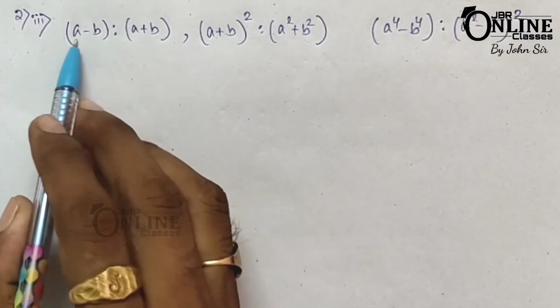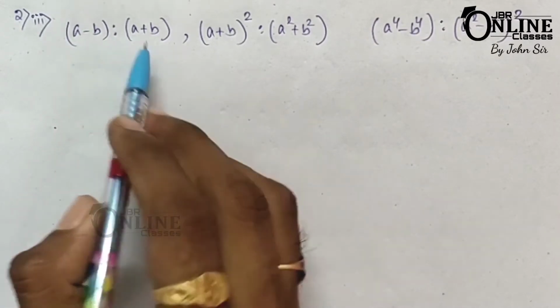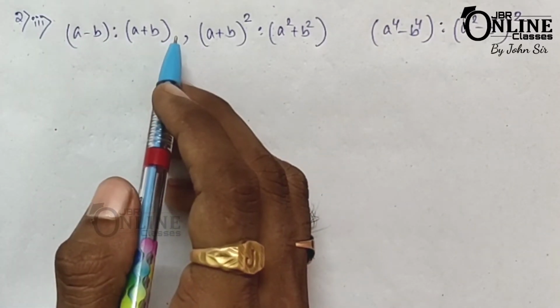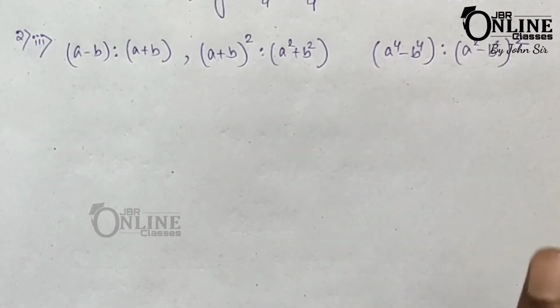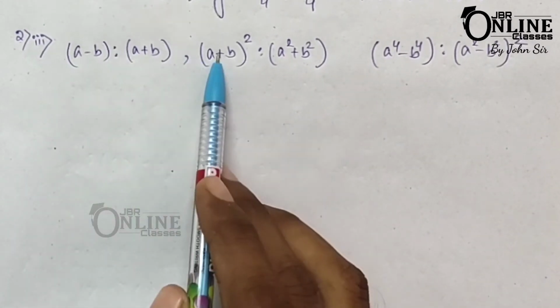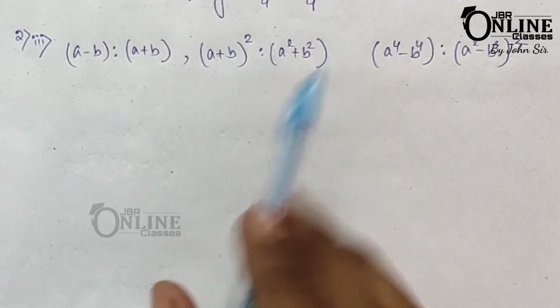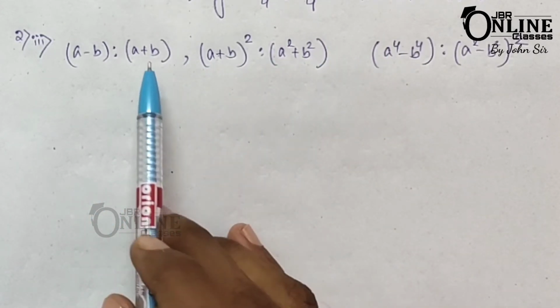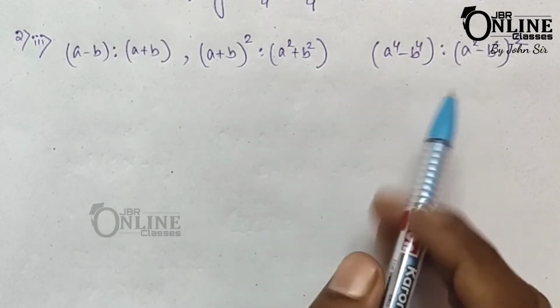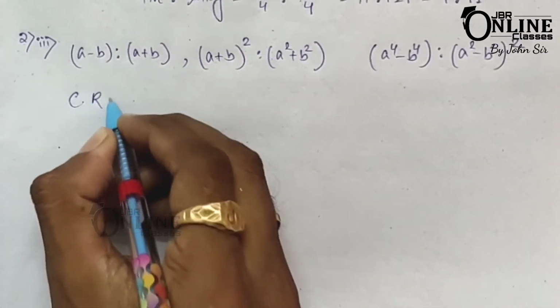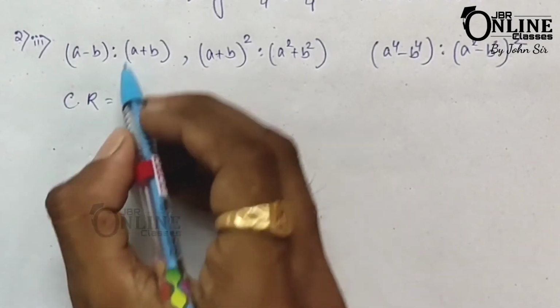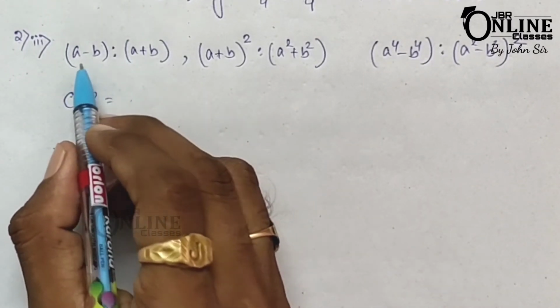And in a ratio, the first portion is called antecedent and the second portion is called consequent. So to find out the compound ratio, you have to multiply all the antecedents of the three ratios, and then again you have to multiply the consequents of all the ratios. So here, C for compound ratio, we just multiply the antecedents.